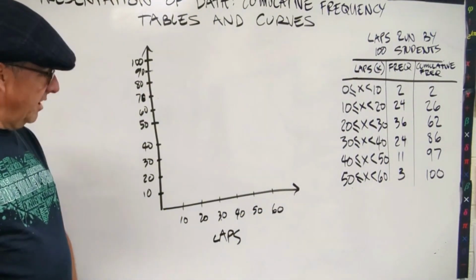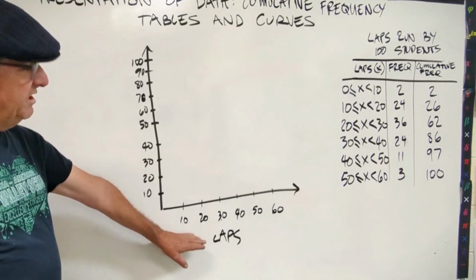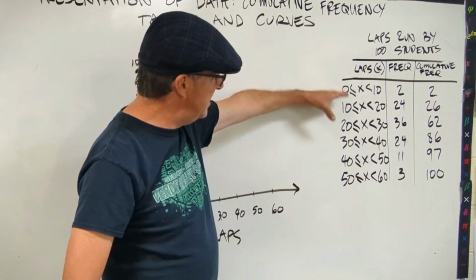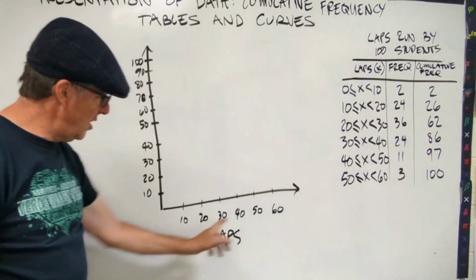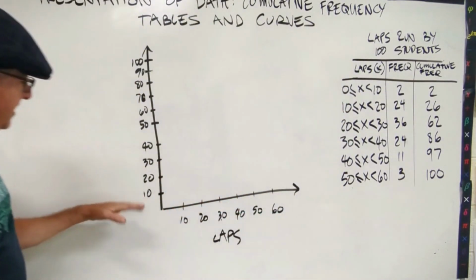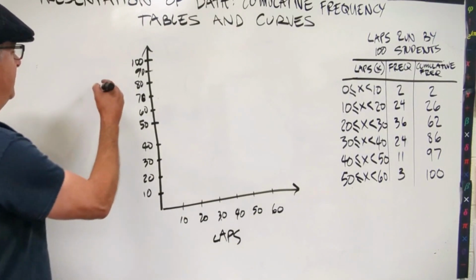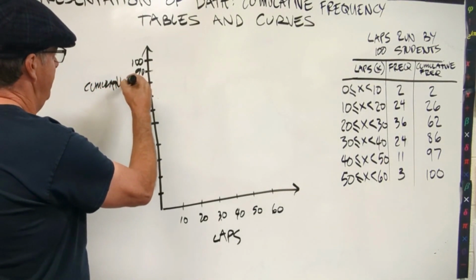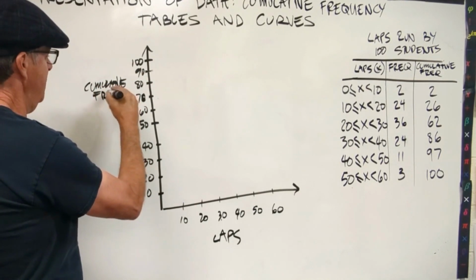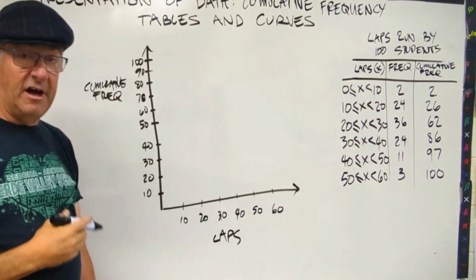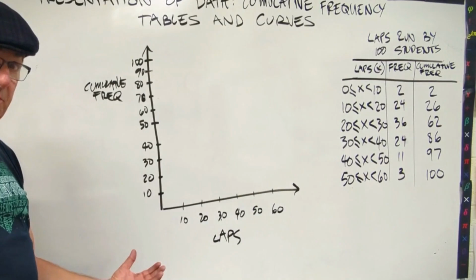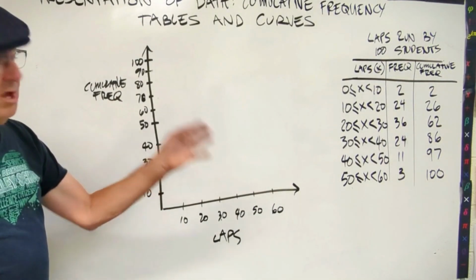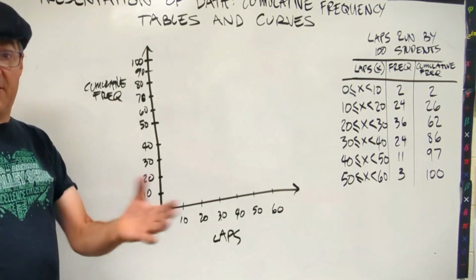Okay, so here we go. I've got my laps in here. So these are my classes of laps, 0 to 10, 10 to 20, and so on and so forth. So here are my classes, laps. And then here is my cumulative frequency. Now I want you to figure out your data points. And well, I'm going to make mine right there. So go ahead and look at your table, figure out what your data points are going to be, and then come back.